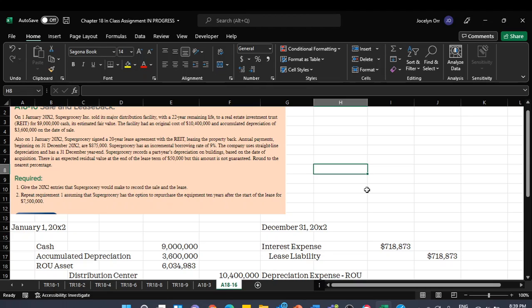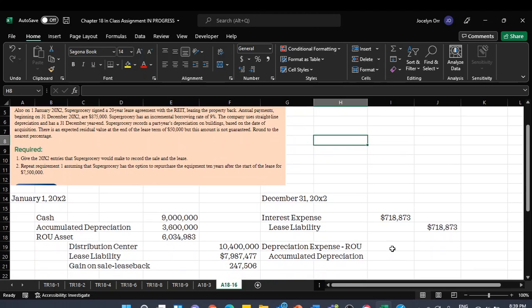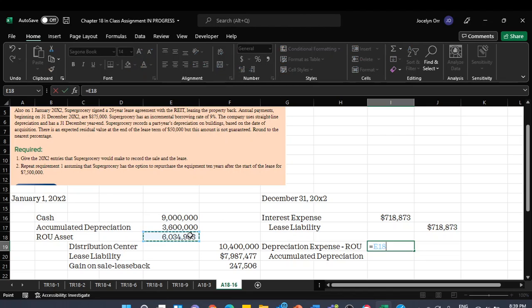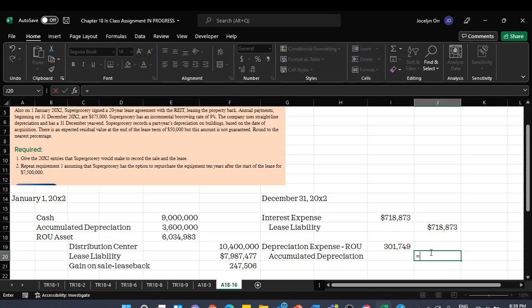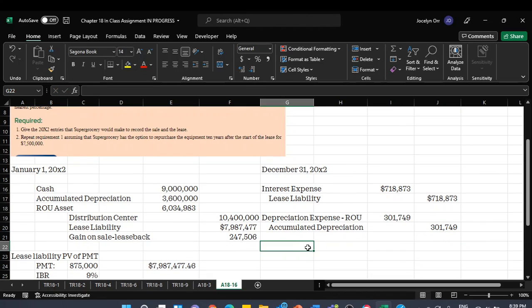Next thing we look at is that they take a partial year depending on when it was acquired. Since this happened at the beginning of the year, we're going to take a full year of depreciation. Okay, so our right of use asset divided by the useful life to us of 20 years gives us an amount of 301,749, and we can get rid of our decimal. Okay, so that's to record the depreciation.